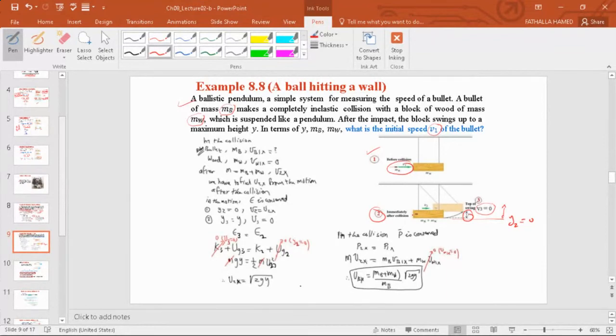They ask us to find out the speed. So we can look before the collision. The bullet has a mass mB. You can always measure that. And it has a velocity which is vB1x. The wooden block has mass mW, and the vW1x is equal to 0 because it's stationary. After the collision, now the combined mass of the bullet and the wooden block will be mB plus mW, and the v2x now is common for both of them.